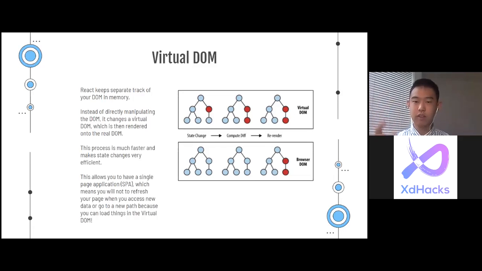So in React, it's going to detect a state change at a certain level at your application. It's going to compute the differences, and then it's going to re-render it into your actual DOM. Whereas your browser, it's just going to basically instantly change everything. And as you can imagine, that's not very efficient at all if you just change everything without even looking at it.